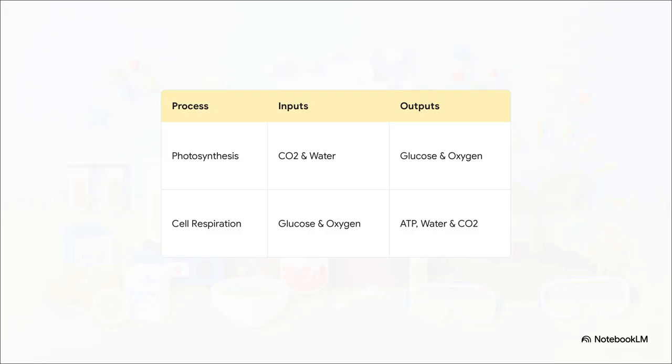And this brilliantly illustrates the entire cycle. When you show your students these two reactions side by side, the magic becomes so obvious. The inputs of photosynthesis, carbon dioxide and water, are the exact outputs of cellular respiration. And the outputs of photosynthesis, glucose and oxygen, are the exact inputs needed for cellular respiration. It is a perfect, continuous chemical loop. For sure, teaching this mirror relationship is a guaranteed light bulb moment in any classroom.